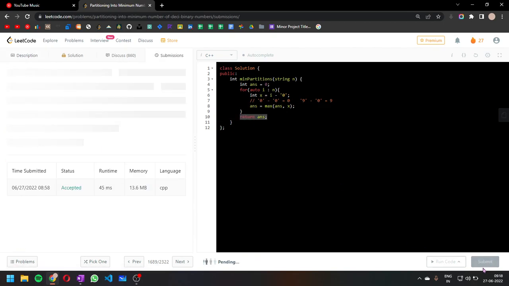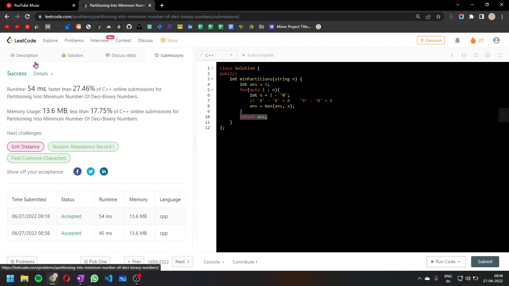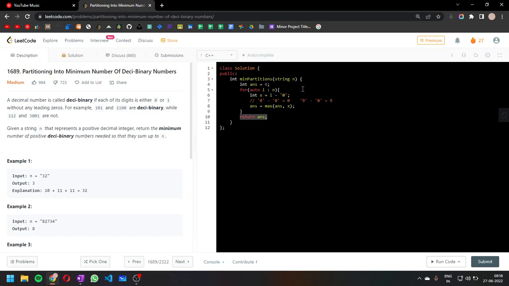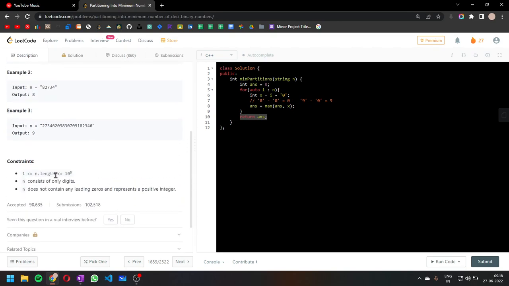If you try to submit it, this will run as well. So yeah, this is it. The total time complexity is big O of the string length. If you look at the constraints, 10 to the power 5, we are solving this question in big O of 10 to the power 5, and that suits our constraints well, so we don't have any issue there. I hope you have understood this solution.